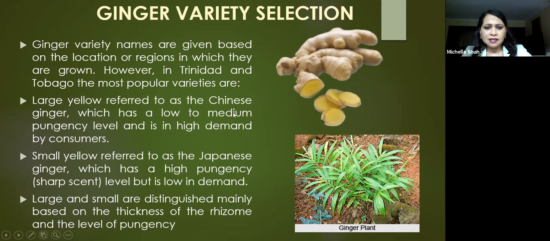the inside. The small yellow, referred to as Japanese ginger, which has high pungency and a sharp scent level, but is low in demand. Large and small ginger are distinguished mainly based on the thickness of the rhizome and the level of pungency. So this is the ginger plant shown in the photo. And this is the color of the inside, a bright yellow. And the Chinese ginger is the most popular one grown in Trinidad.